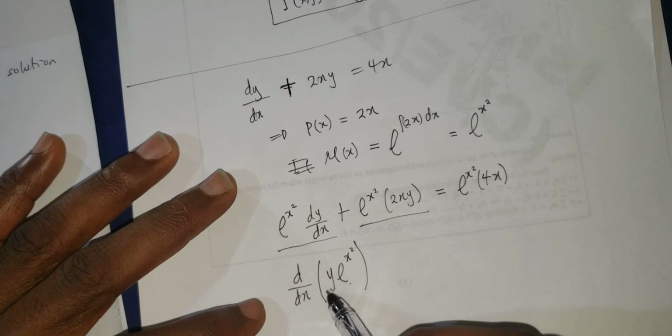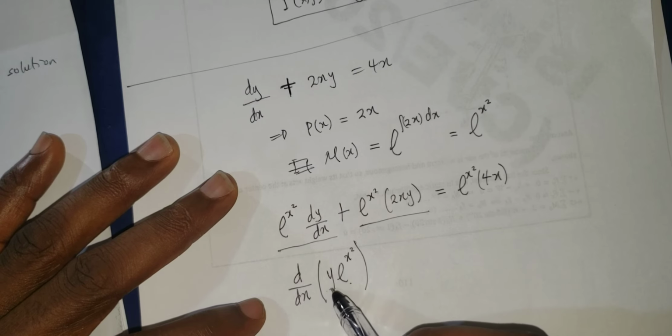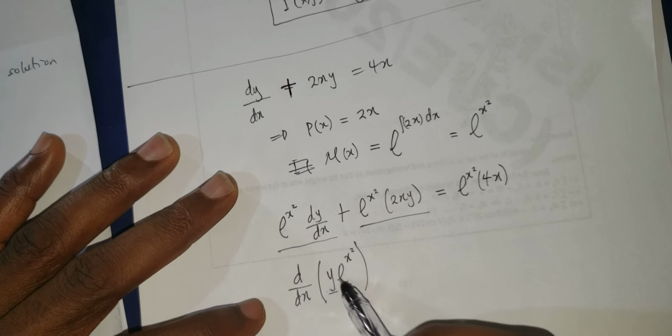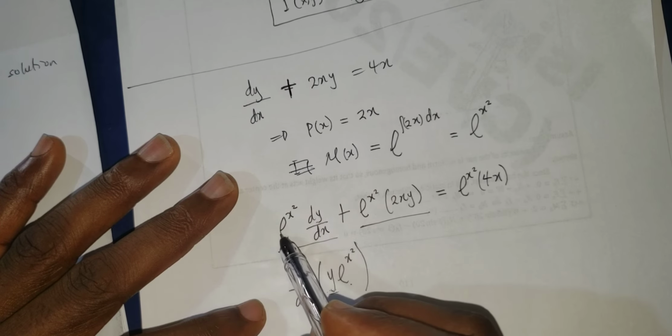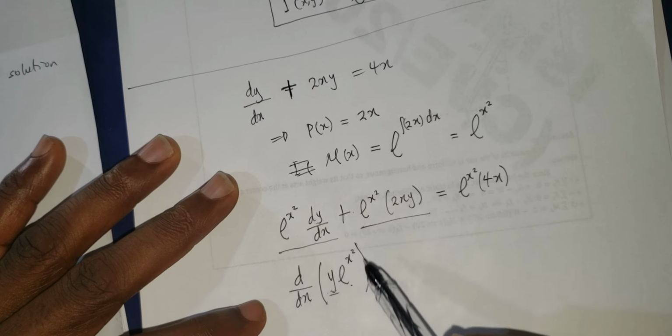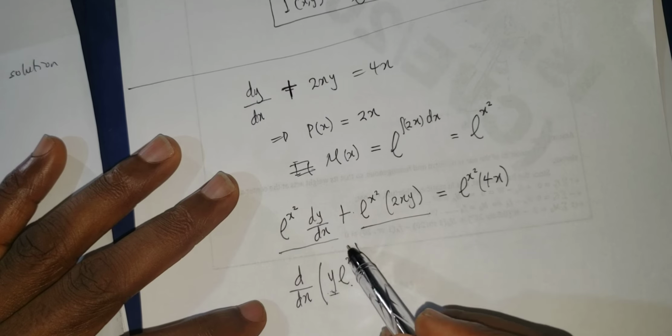This is a product of two functions. So firstly, I will differentiate this while keeping this as a constant. So if I keep this as constant, that will be e raised to power x squared, then differentiate y, that will be dy/dx, plus keep y as a constant, then differentiate this.